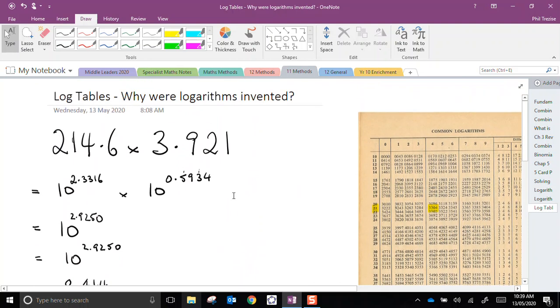That's why logarithms were invented. So we could quickly and much more accurately perform difficult multiplications.